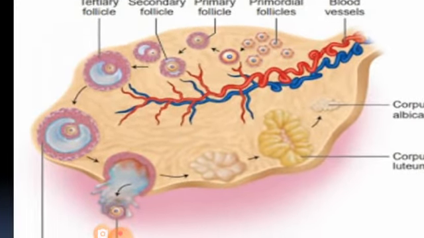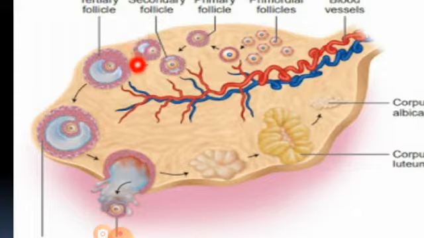See this blue color, the cavity you could see here, it is increasing in size. So how is the cavity possible? The pink color cells called granulosa started secreting a fluid. This fluid creates a cavity. What is the name of the cavity? The name of the cavity is antrum.